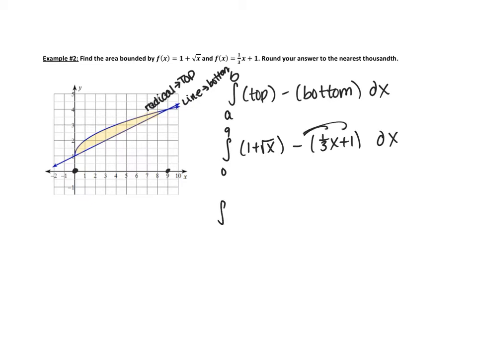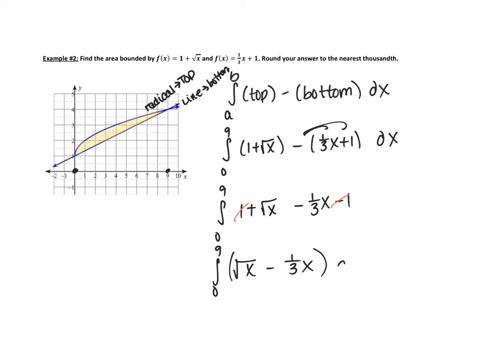So we get the integral from 0 to 9 of 1 plus rad x minus 1/3 x and then minus 1. You don't need those parentheses. I don't know why I have them, so I'm just going to erase them. And it looks like there's only a couple of like terms here, so this 1 and this -1 will cancel. So I want to integrate from 0 to 9 of rad x minus 1/3 x dx. It's not pretty, but it'll work.